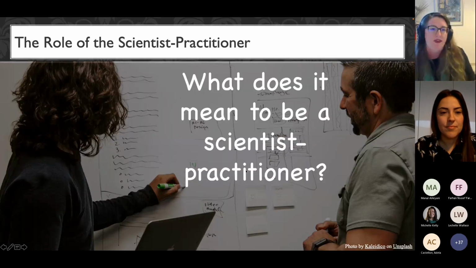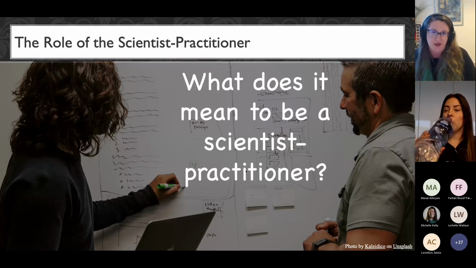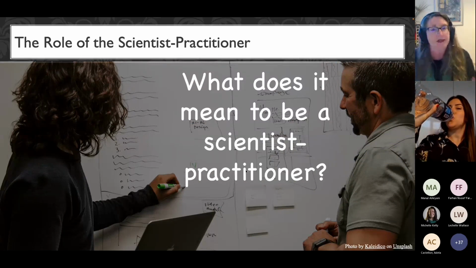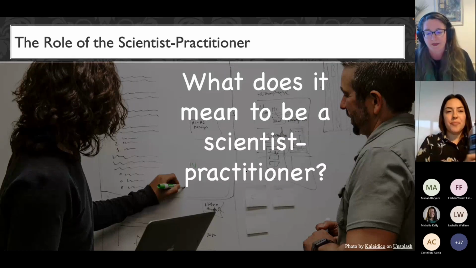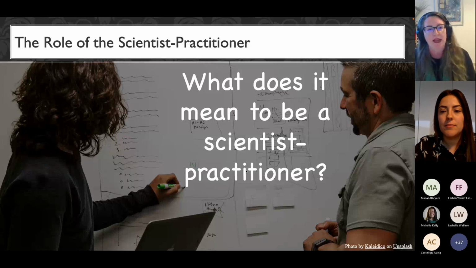So I also want to pause for a moment and think about the role of the scientist practitioner in applied behavior analysis and in clinical research. Now, many of you have said that you're a BCBA or a BCaBA, so it means that you went through an academic program either at the bachelor's level or a master's level. Did your programs cover what it means to be a scientist practitioner? How would you describe that role as a scientist practitioner?